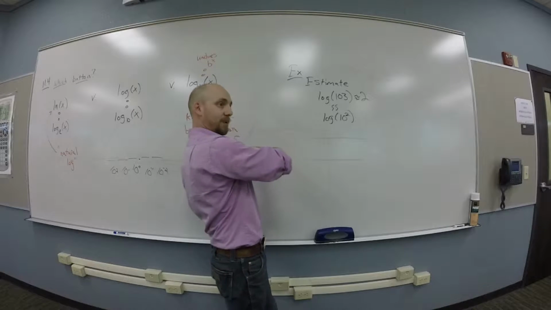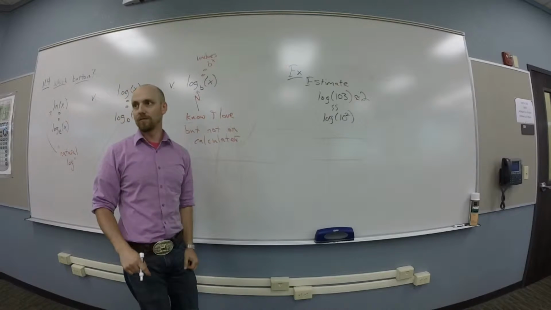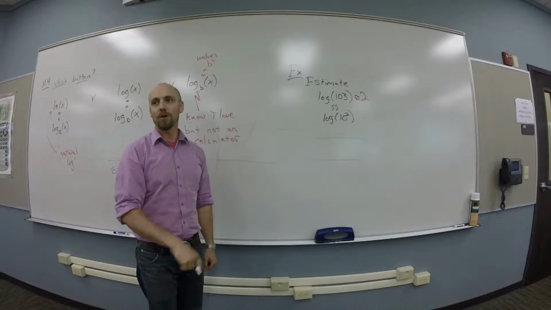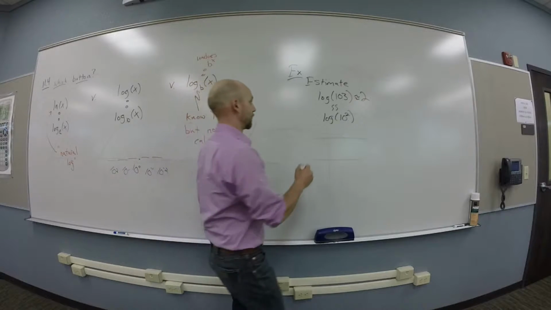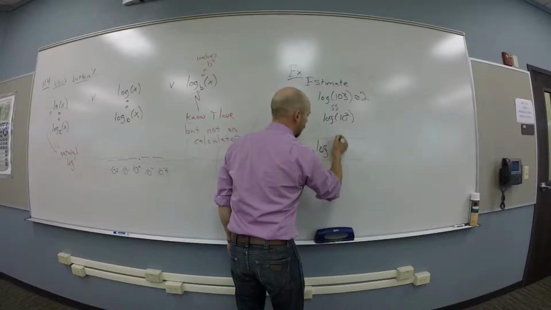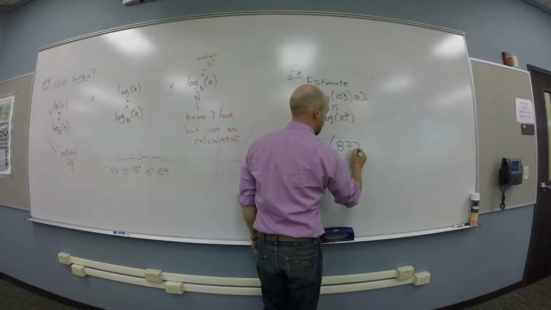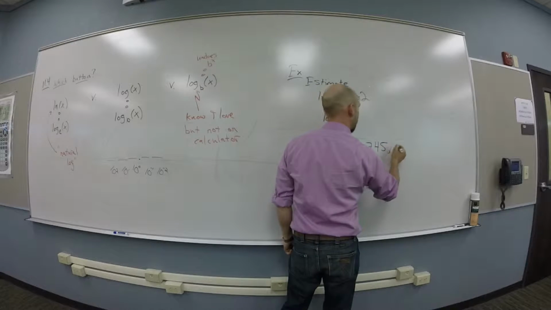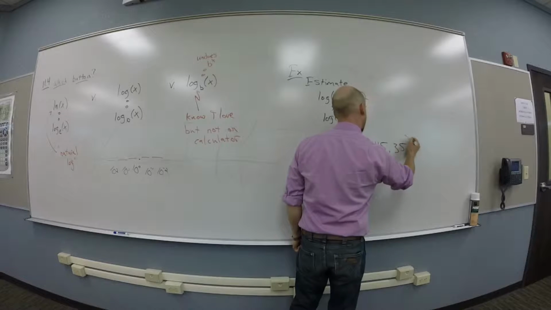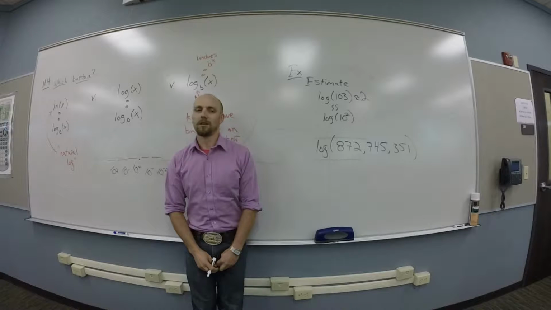This base thing makes estimating logs of numbers nice, because I can just count how many decimal places it is. Can I see another one? What if we were wanting to estimate log of 872,745,351? Here's some horrible number, right? I want to estimate this.